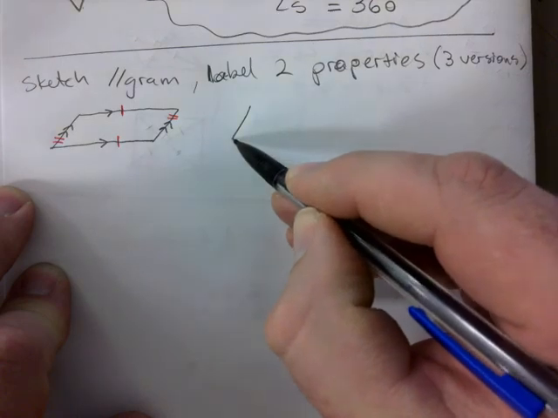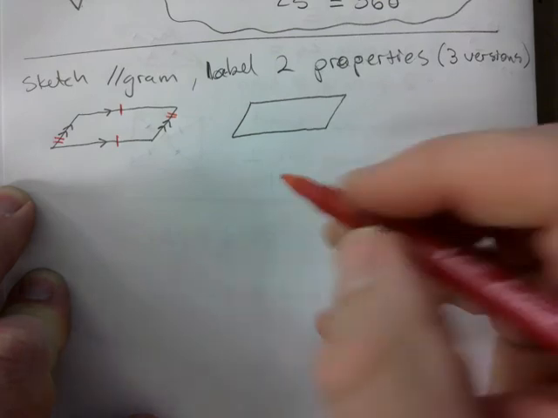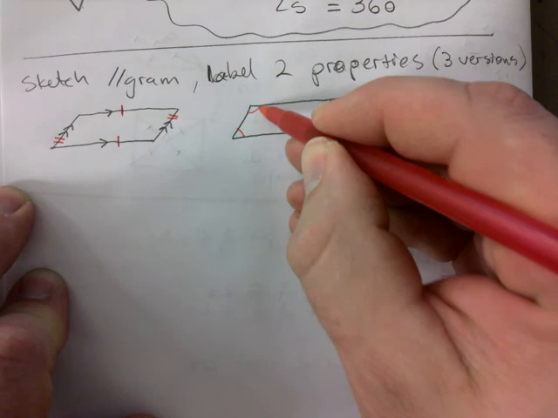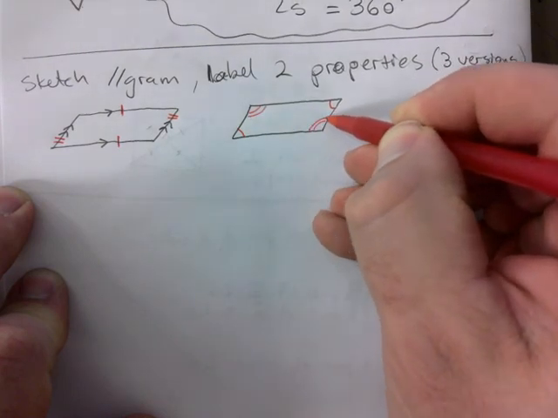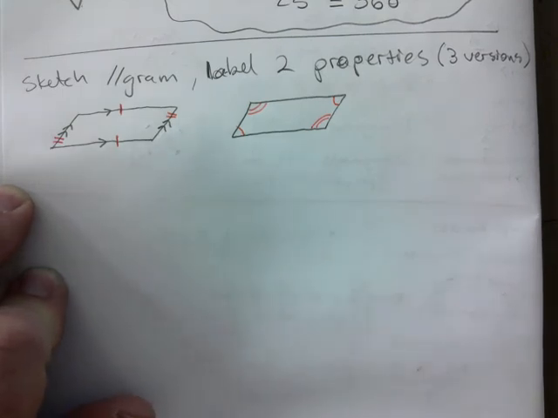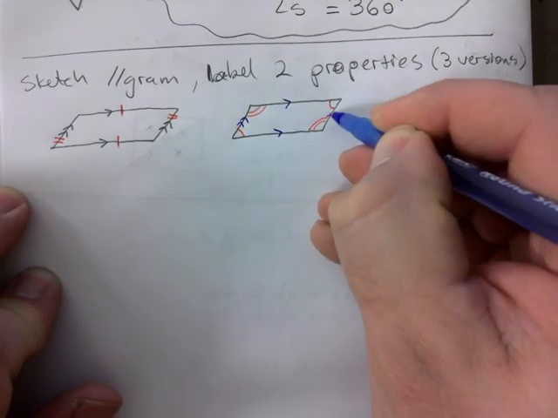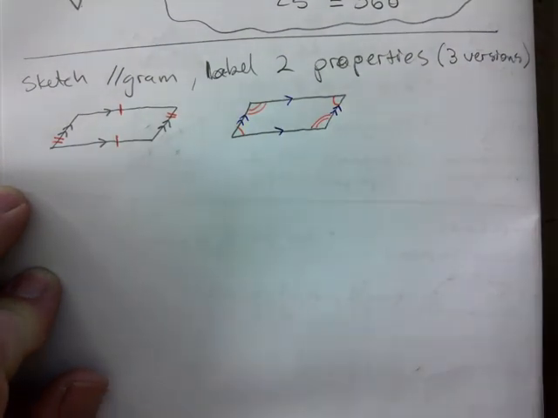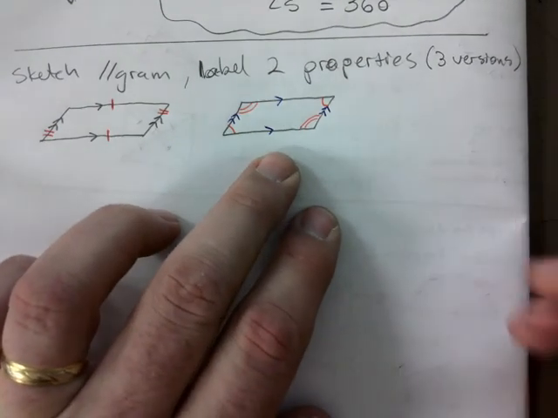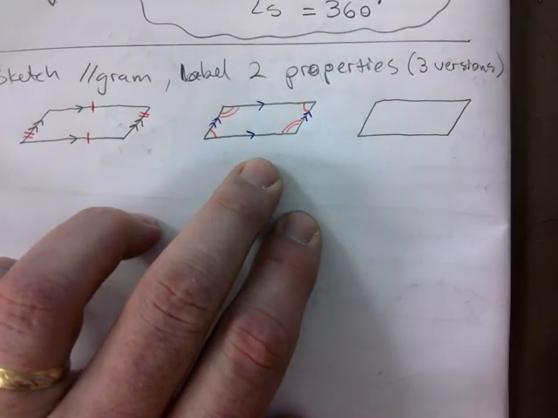Version number 2. I choose to, in this one, talk about the fact that this angle is the same as that angle, and that this angle is the same as that angle. That is property number 1. Property number 2, I like to talk about the fact that these two are parallel. You catch the idea here? 2 things that are true about it. Version number 3. Either one of these would give you the full marks.